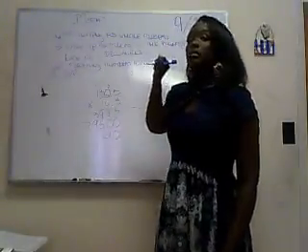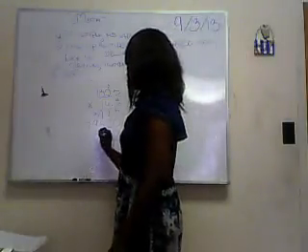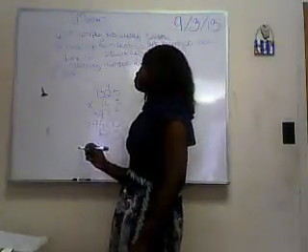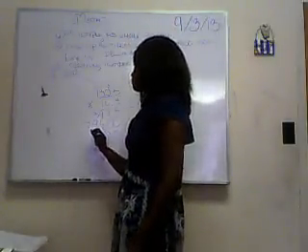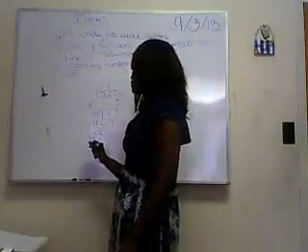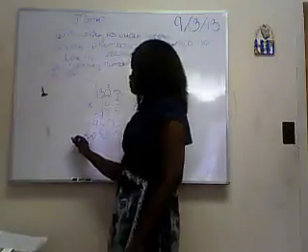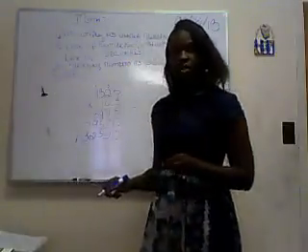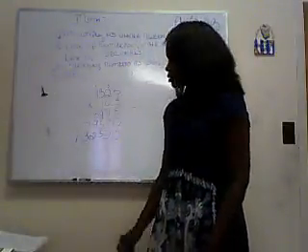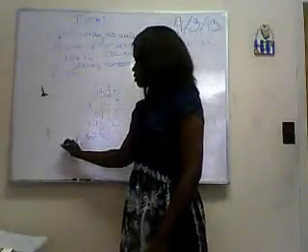1 times 5 is 5. Where do I put it? Right there under the 5. 1 times 2 is 2. Where do I put it? Under the 9. 1 times 3 is 3. Put it under the 7. 1 times 1 is 1. Put it under. Now what am I doing? Add it.